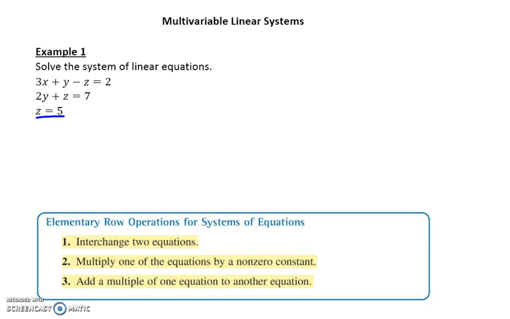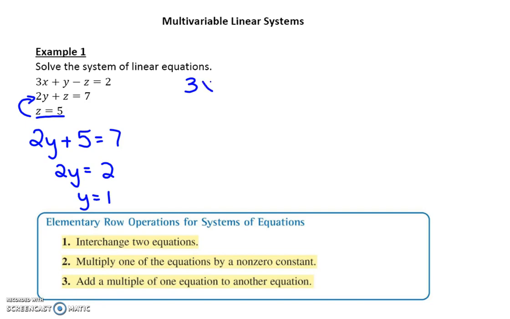we can just take that and plug it into the previous equation because that's going to help us solve for y. And so we just plug in 5 for z, and so 2y is equal to 2 because 7 minus 5 is 2. So then y is going to be 1, and then we can take the 5 and the 1 and plug those into the original, or not the original, but the first equation.